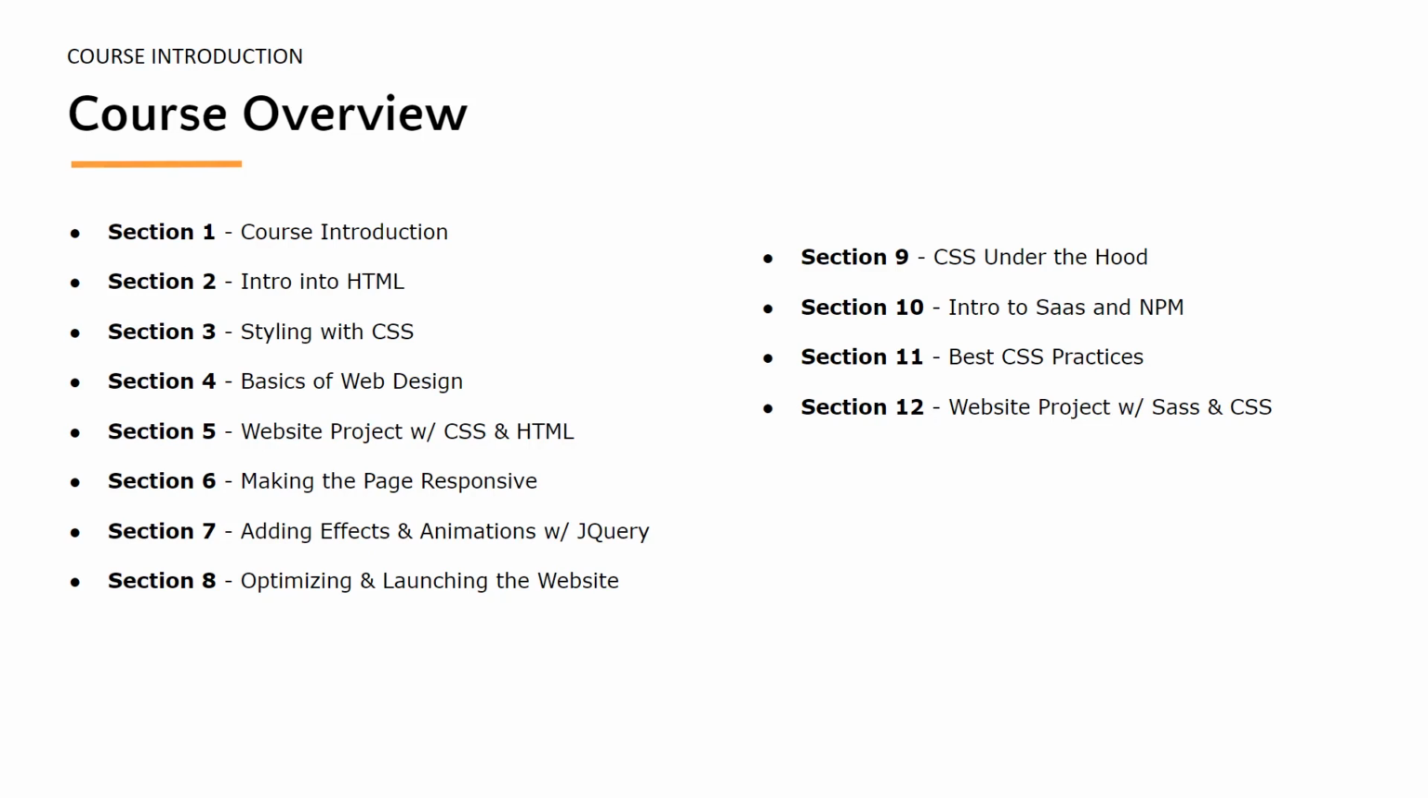And then in section 12, this is where we have our second website project here with SaaS and CSS. We're going to build a country club website from scratch using SaaS and CSS. So we're going to build the entire website out from start to finish, starting with the header, all the different structures, creating the background image and slider, creating all the different navigations, all the various pages, and then optimizing the website and making it live.